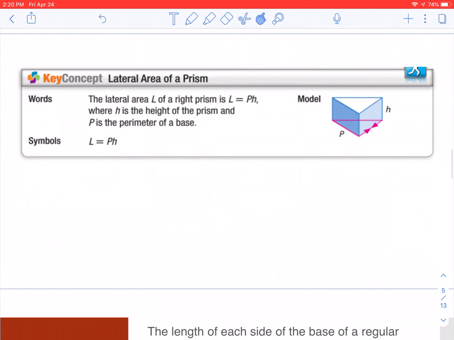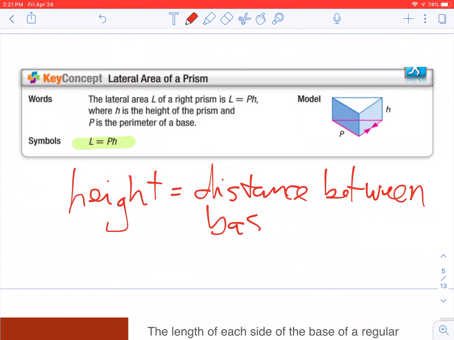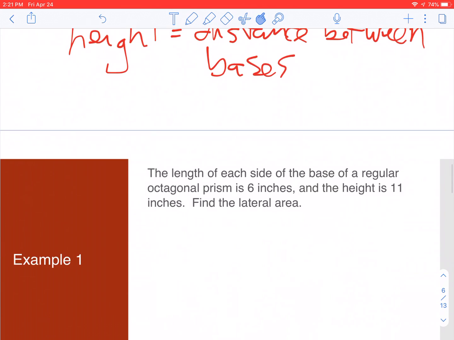Of course, we do have a shortcut. It's right here. The lateral area is the perimeter of the base times the height of the prism. Remember, we can also say height is distance between bases, even though the height might be going sideways. We'll show you an example here in a minute.